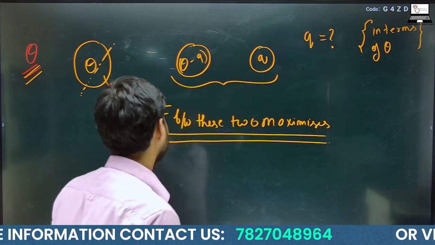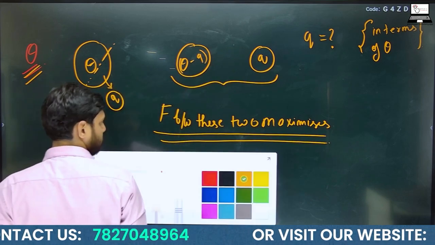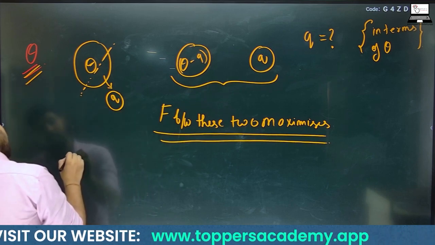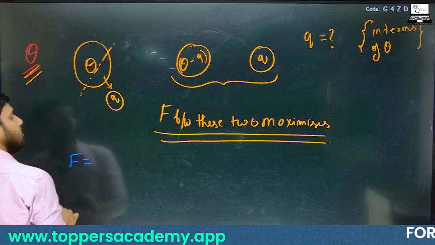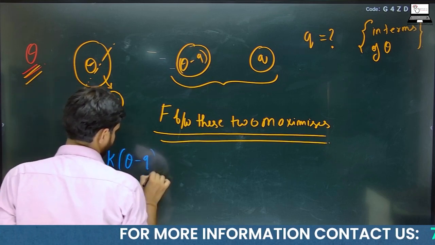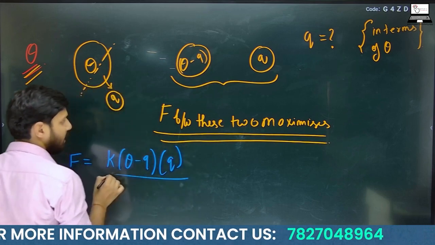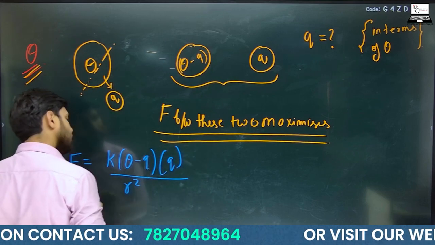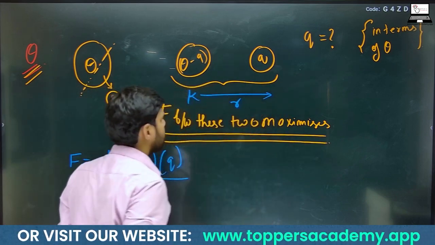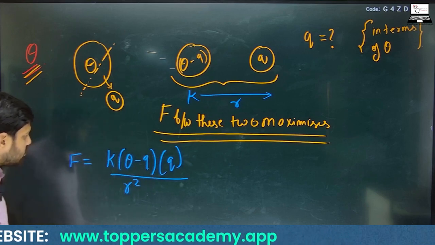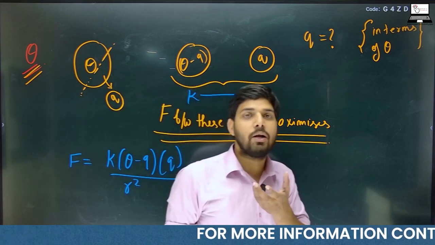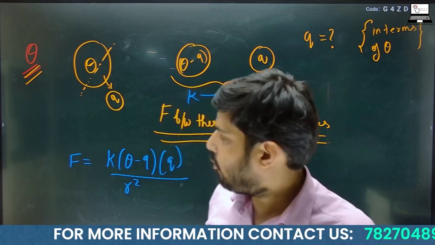Let's start the calculation. First of all, let's write the equation of force for these charges. That will be k q1 q2 upon r squared, where r is the distance between these two. Now, this is the force, so we have to calculate the small q for which the force is maximum.